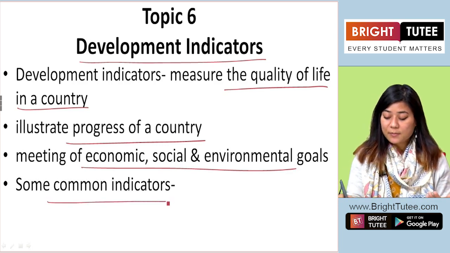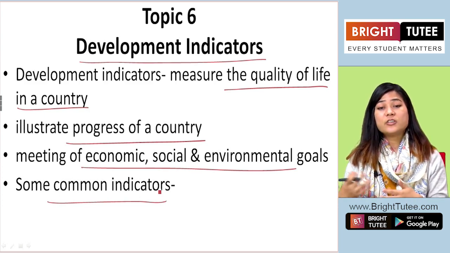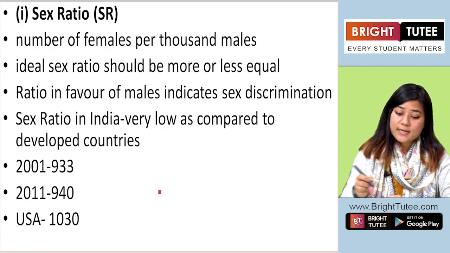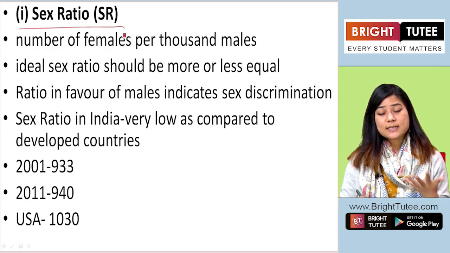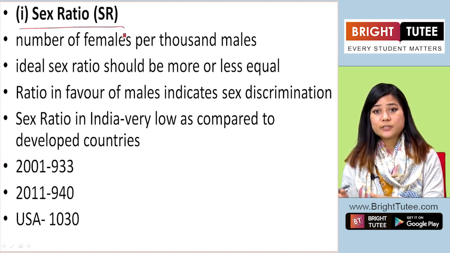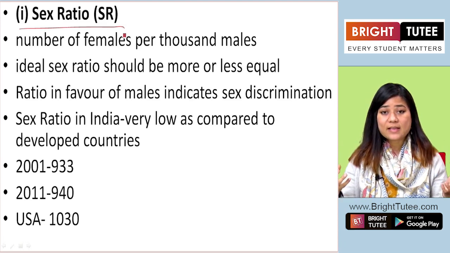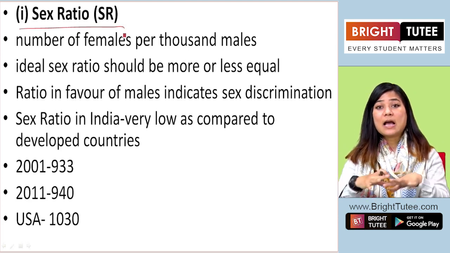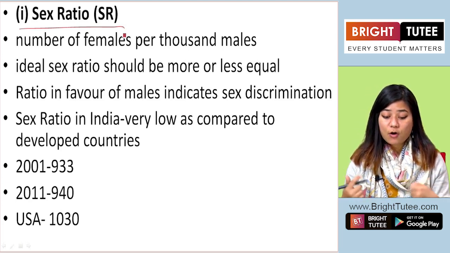Now we'll look at some of the common indicators by which the country tries to meet its developmental goals. The first one is called sex ratio, or in short SR. Now what is a sex ratio? Sex ratio is the number of females per 1,000 males. So if you put together 1,000 males, you see how many females there are for those 1,000 males. That gives us the ratio of females.